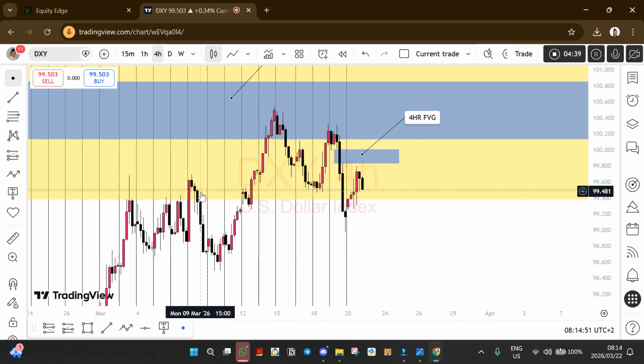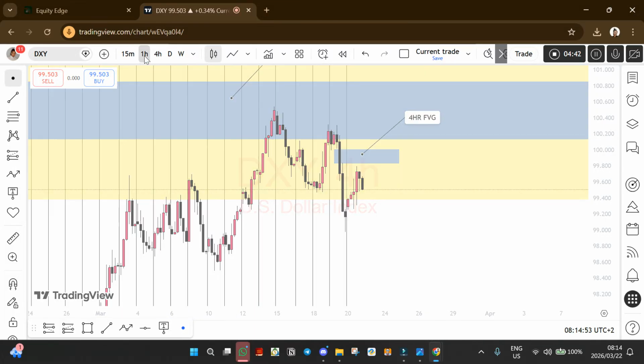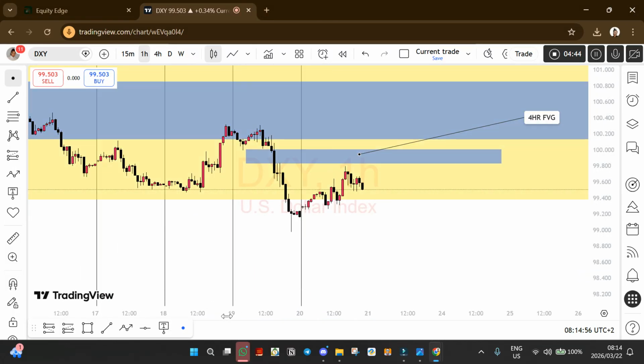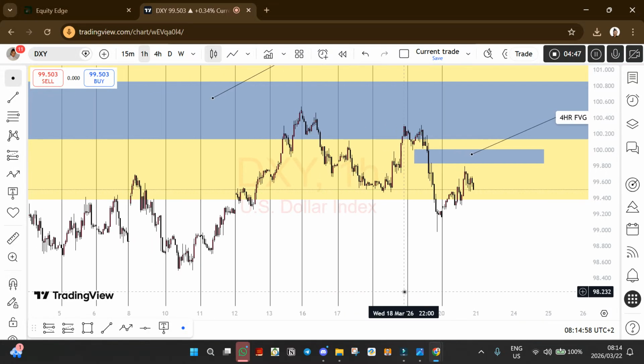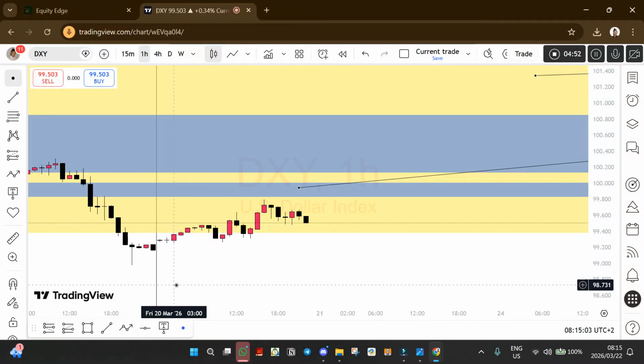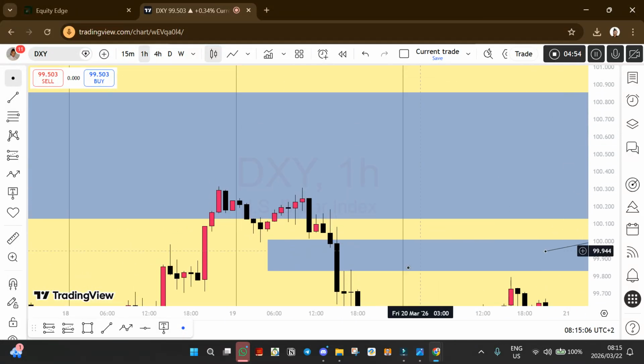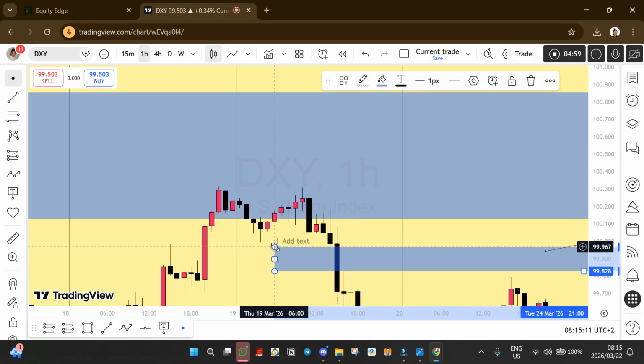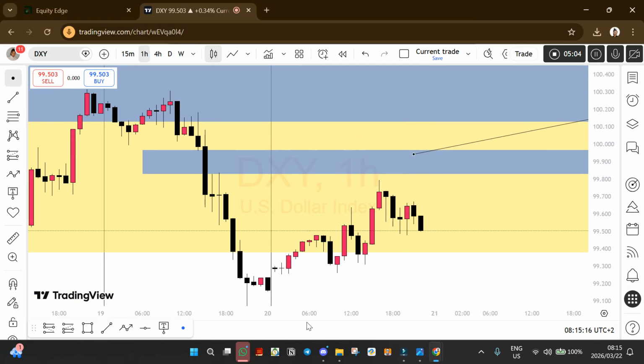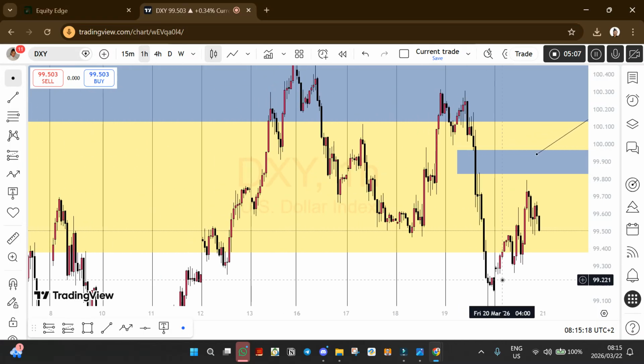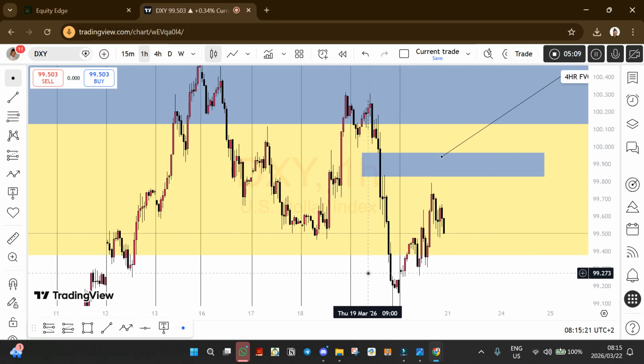Cool. Now go down to the lower time frame, right? We see that this was a fair value gap. One, two, yeah. It wasn't really mitigated either, guys. I don't know, maybe I'm wrong. If you use fair value gaps a lot, just let me know. But this is what I'm seeing, guys.